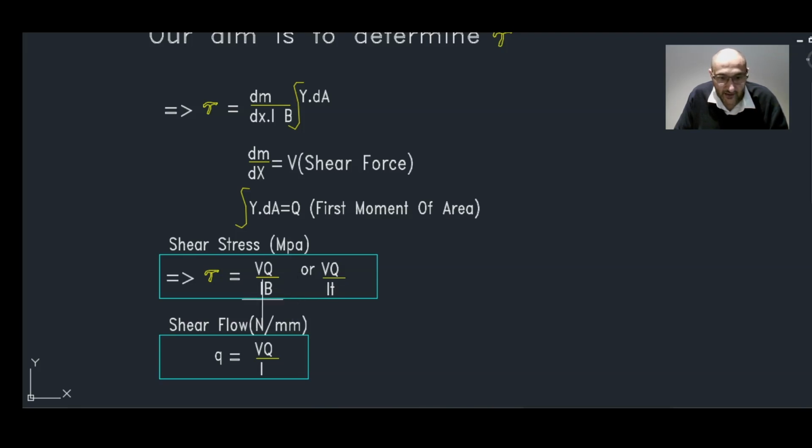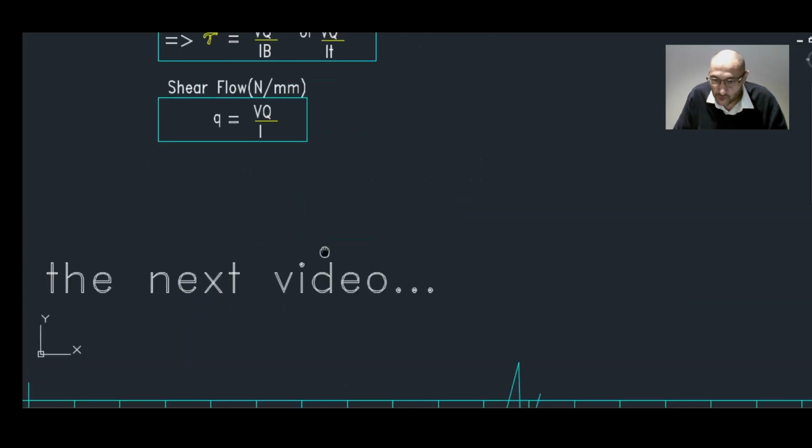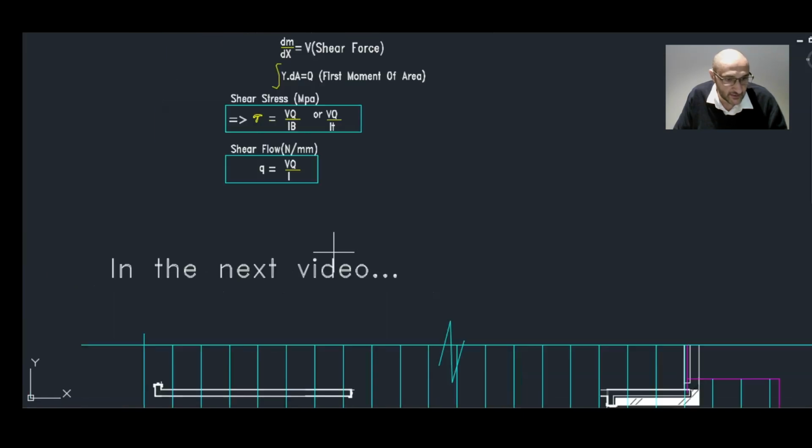The units for that are MPa, Newton divided by millimeters squared. The shear flow is simply Newton divided by millimeters, where we multiply the shear stress by the width t or b. That's it. I think you will appreciate this formula more when we use it with the worked out examples that we will show. Hopefully we will show 3 or 4 worked out examples that may help you in future.